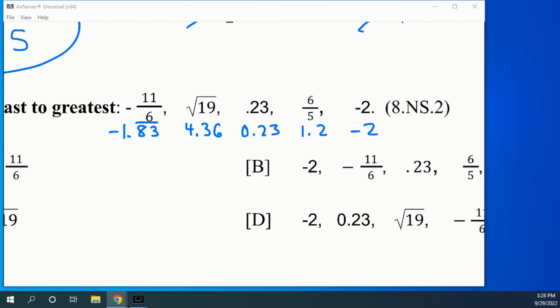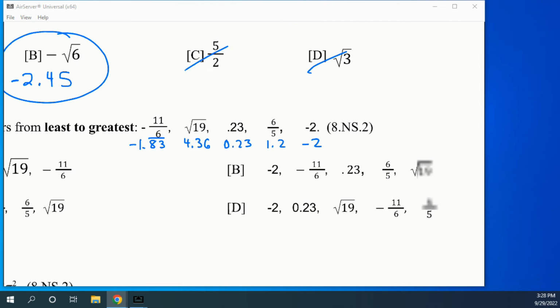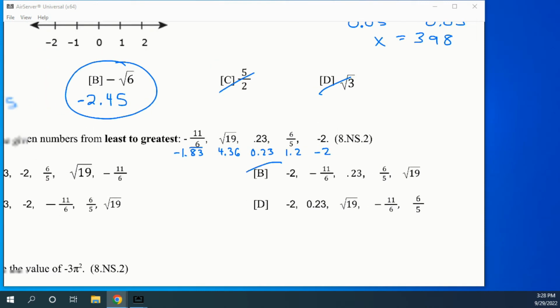After negative 2 comes negative 1.83, which is the negative 11/6. And I see that B already has that in the right order. Assuming that everything is good, 0.23, that's a decimal. Then you got 1.2. Then you got, yeah. So B is going to be the correct solution. And we didn't even really have to go through those.